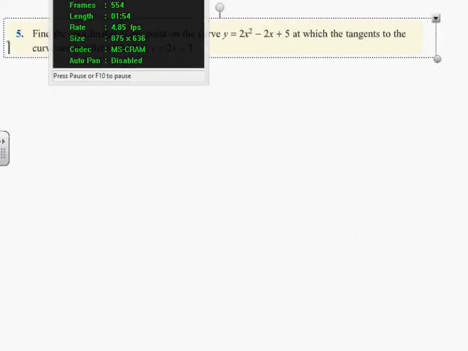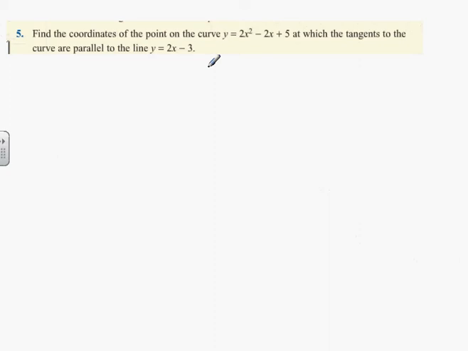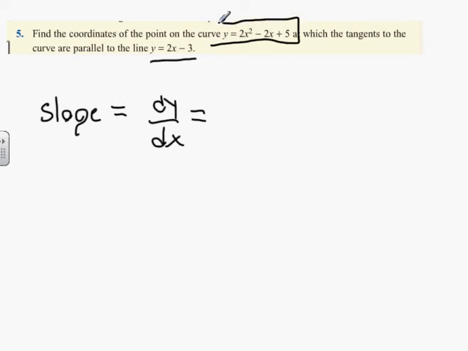So this is another one. Find the coordinates of the point on the curve y equals 2x squared minus 2x plus 5, at which the tangents to the curve are parallel. Now, this whole exercise, guys, is based on slope equals dy/dx. That's your curve there. Now, how would you find the slope? Can anybody tell me how you find the slope here? I would have done it yesterday.